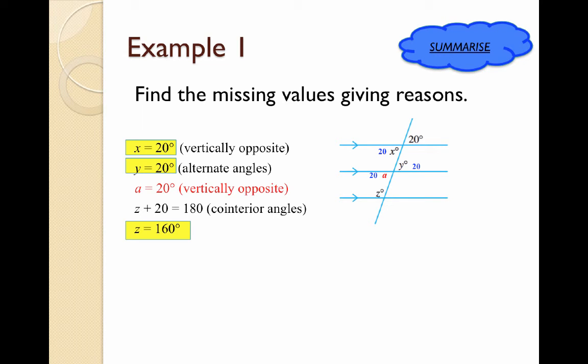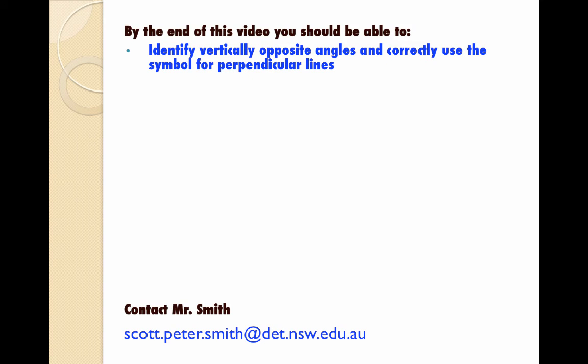Try and work backwards, or try and work out what x, y and z are without looking at the video, and then write down your answers. And that's it for the first example.